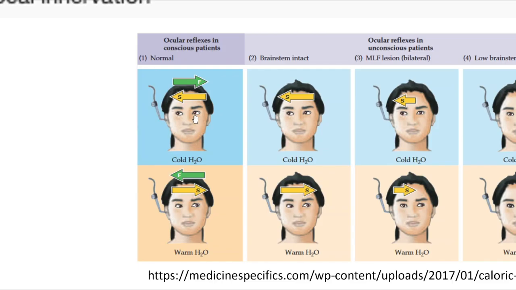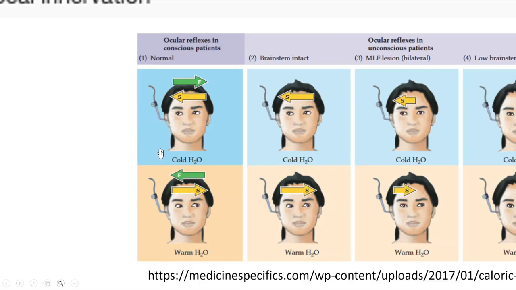Basically, if you pump water towards the inner ear of the patient, ocular reflexes take place. So the eyes basically move involuntarily from one side to the other.